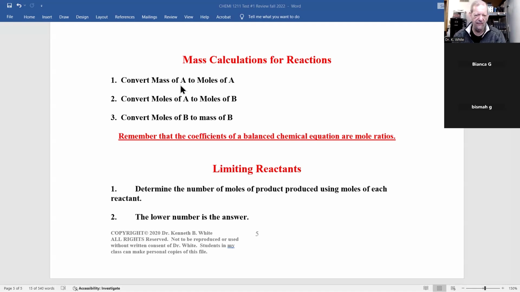The 3 steps are: whatever you're given initially of a molecule, the mass, grams, you have to convert to moles, which we've shown how to do. Next, you have to convert the moles of what you just calculated to moles of the answer you're trying to get to in grams, B. And now you have moles of B, and you have to convert moles of B to mass of B. And remember, the coefficients of a balanced chemical equation are mole ratios. And let me show you.